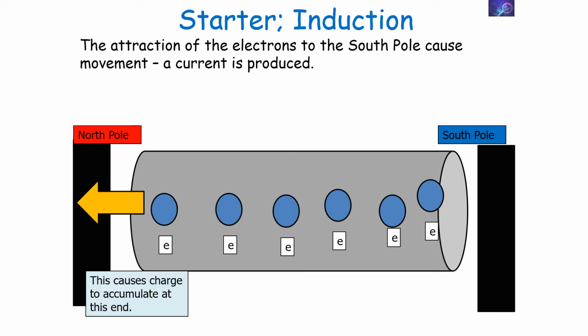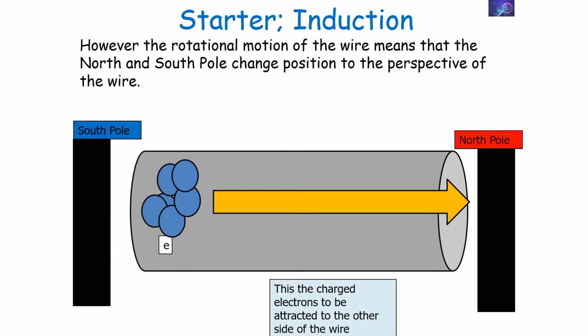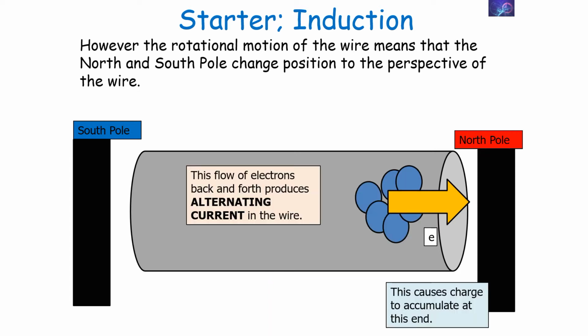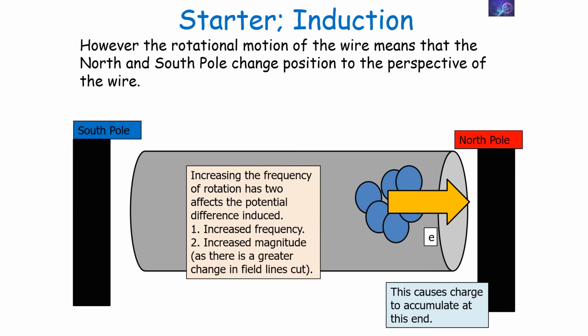Now this will cause charge to accumulate at one end. Then the charged electrons are attracted to the other side of the wire, which causes the charge to accumulate at this end. So the flow of electrons back and forth produces an alternating current in the wire. This happens throughout the process because the wire is constantly rotating. The frequency of the wire spinning is the same as the frequency of the alternating current produced in the wire.